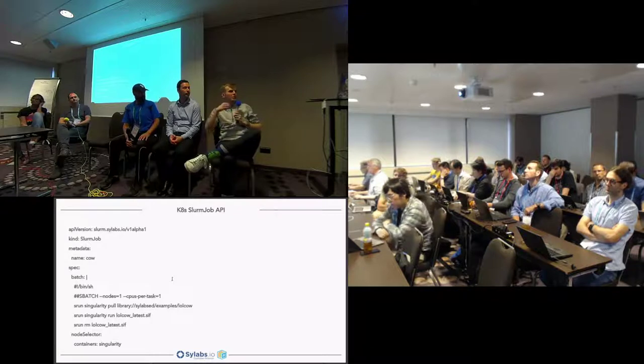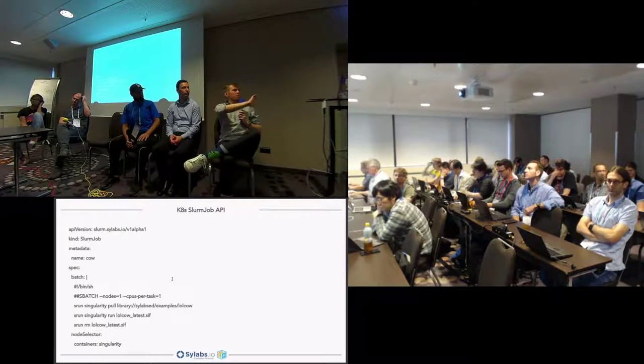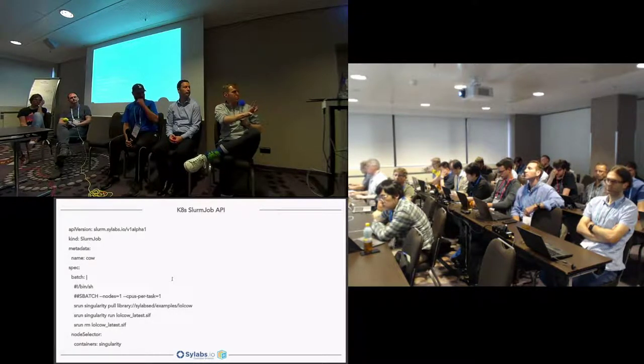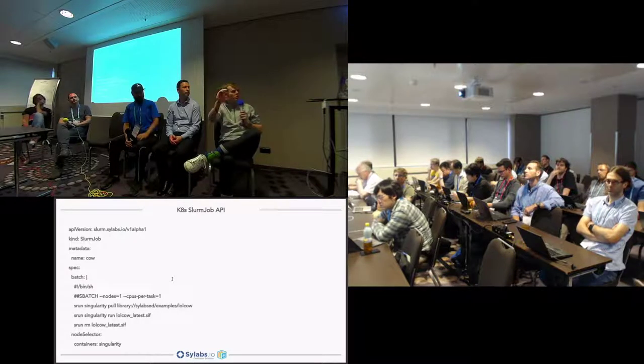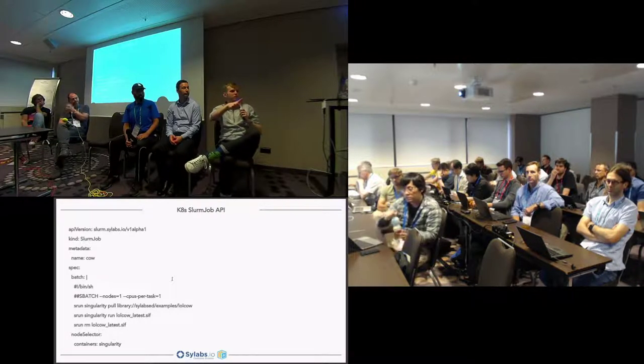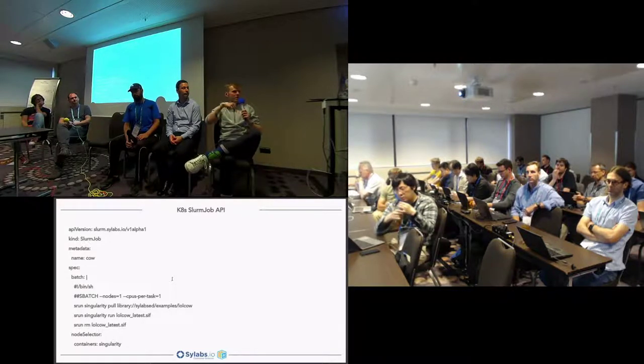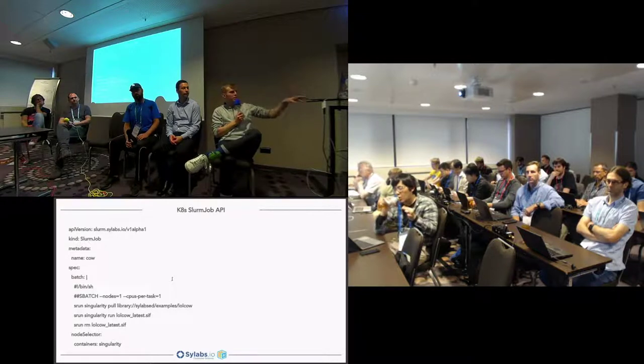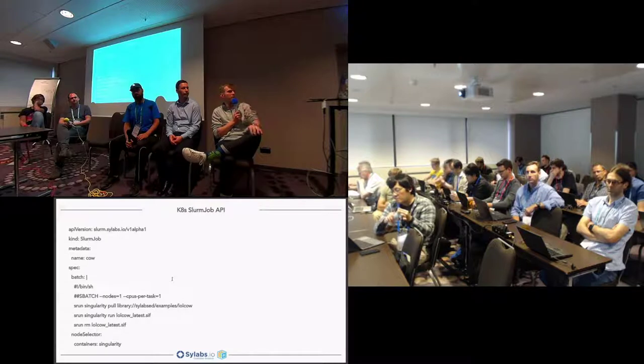So this is the most basic of hello world examples. It's saying I just need to run on a Slurm partition that has Singularity containers. But that's also being extended to: I need an NVIDIA GPU in this cluster, I need RDMA, and so on. All you have to do is tell Kubernetes that you need this, and it will put you on the right cluster that has access to that resource. And then Slurm will do the fine-grained control.